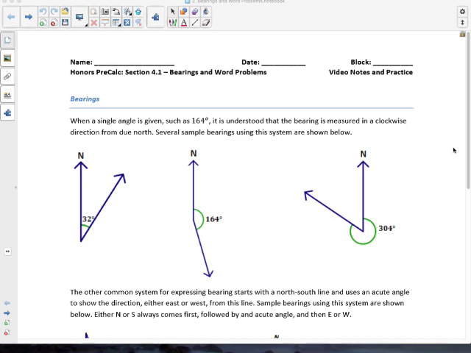Welcome to day 2. We're going to be doing bearings and word problems today. So start off just with this first page going over a different type of angle definition. And it's called bearings.